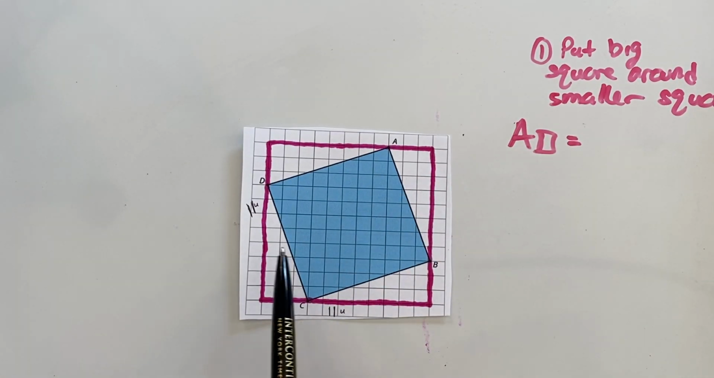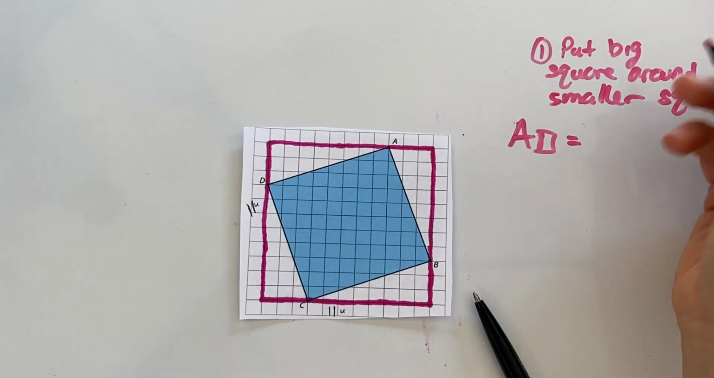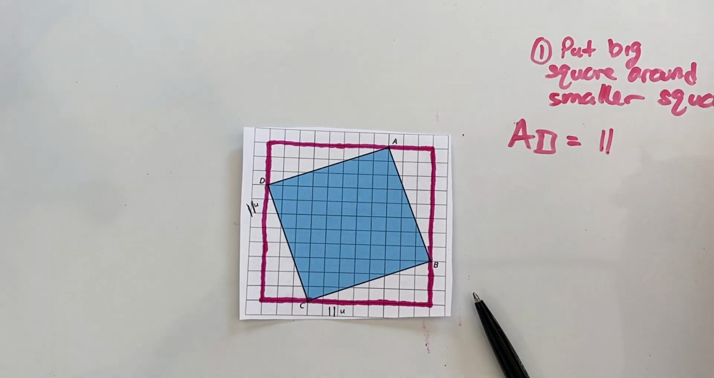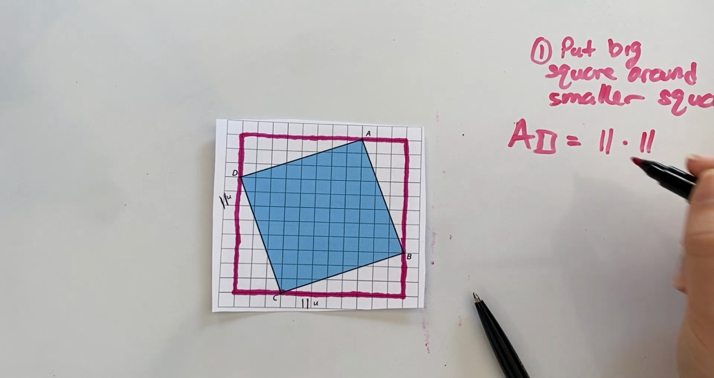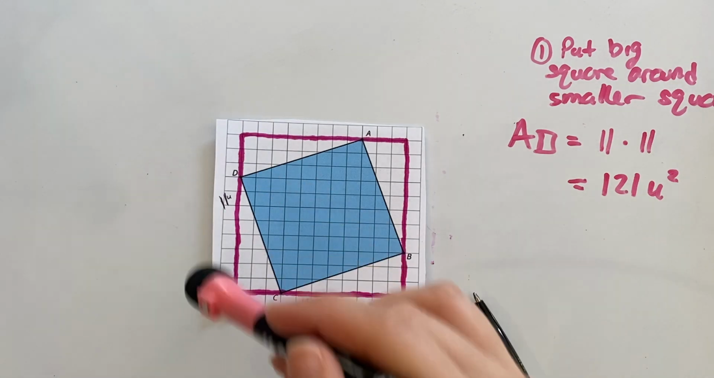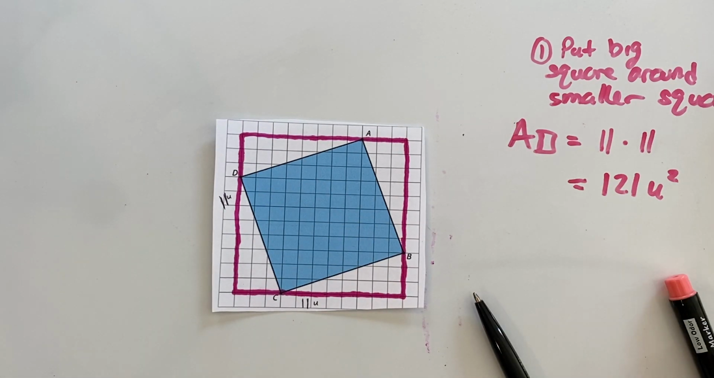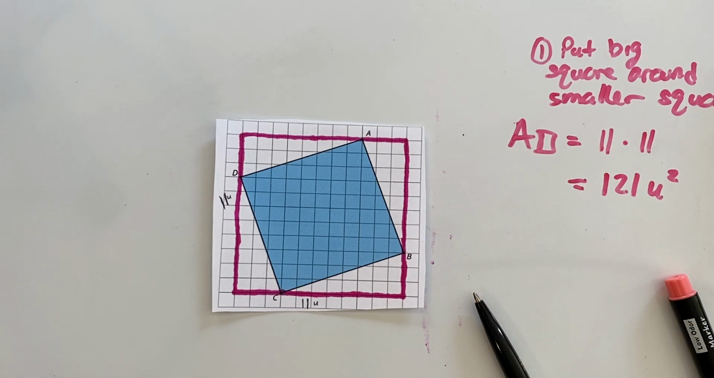So my big pink square has a base of 11. We have a height of 11. So that makes my area 121 units squared. So I know that the whole thing is 121. And I'll make sure that you know that that's pink there.